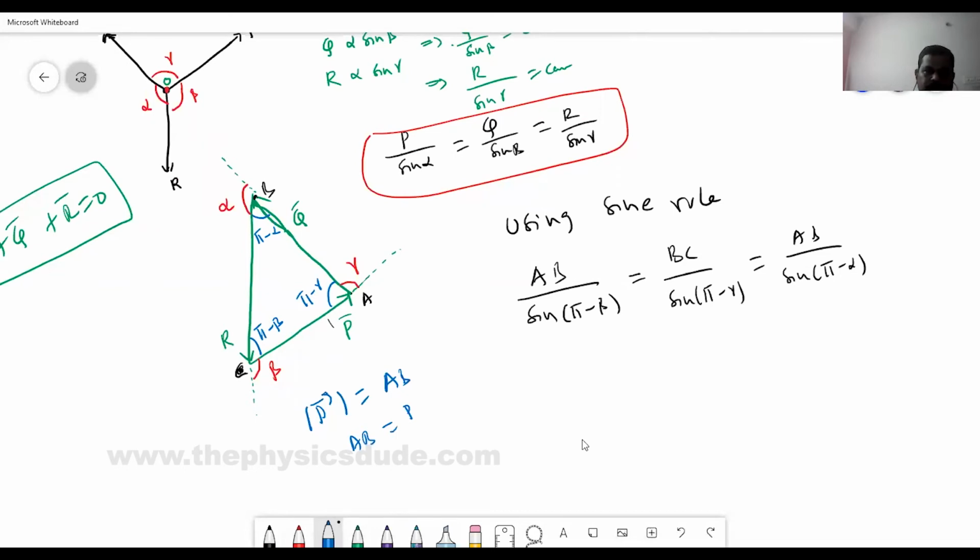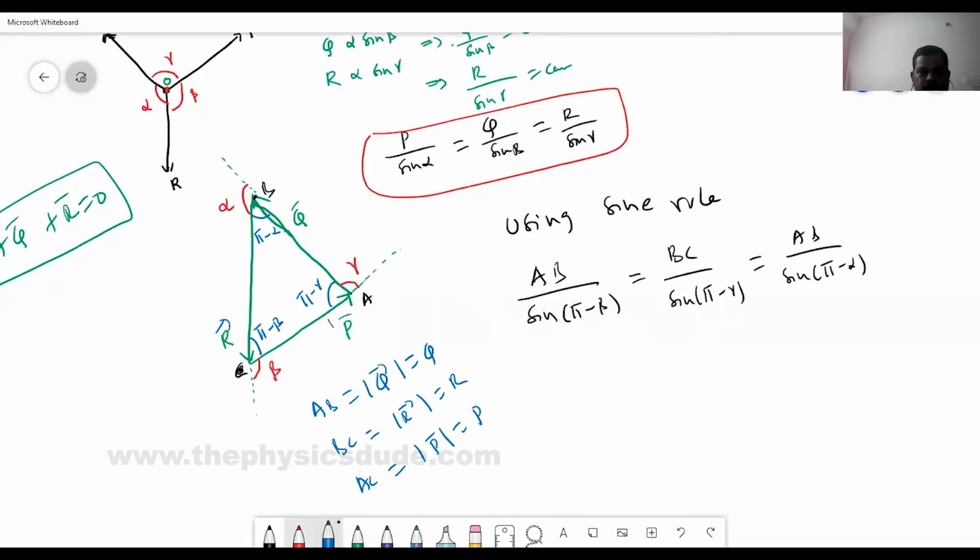Sorry, this is A, this is C, right? I'm sorry, AB is this one. So AB is nothing but the magnitude of Q bar, Q. And BC is nothing but this, R bar. So the magnitude of R bar is R. And similarly AC is nothing but the magnitude of P bar.